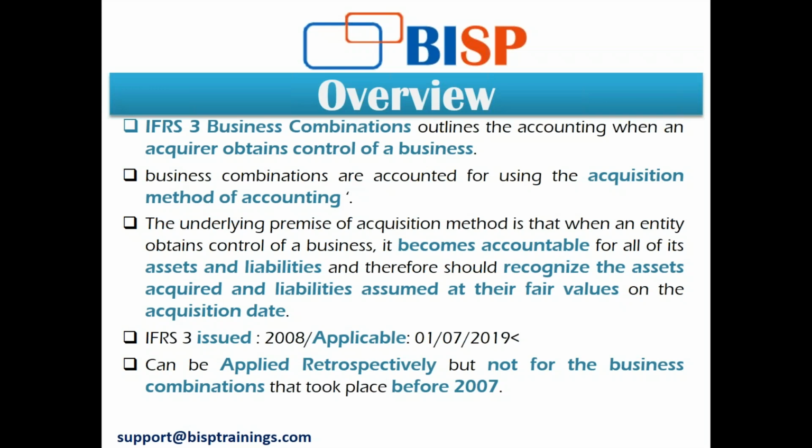So IFRS 3 does not differentiate between the amount that you're acquiring in a company, be it 100%, be it 80%, be it 70%. It doesn't differentiate. The accounting model is the same.